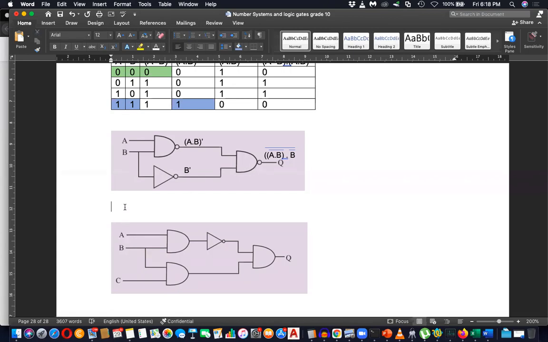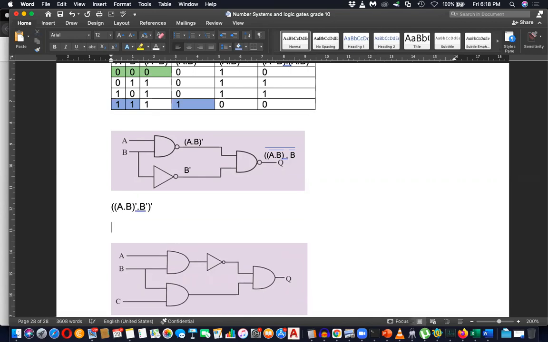Here the answer is A and B not, and B not, and everything not. So what is the truth table?